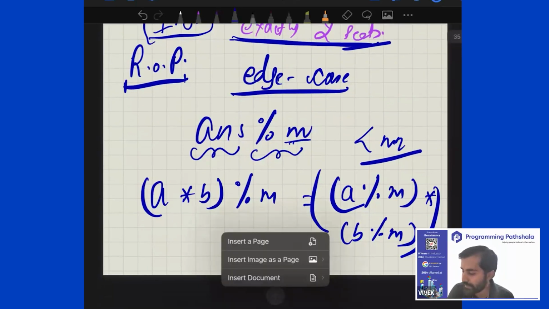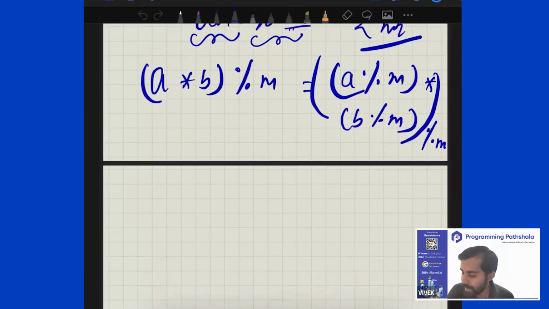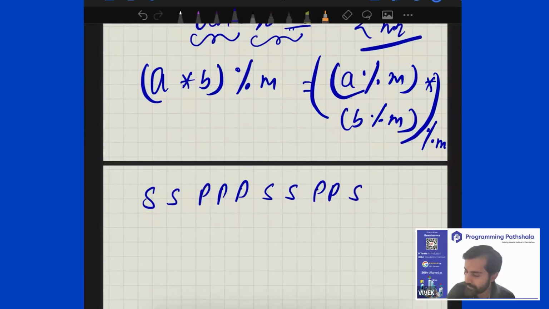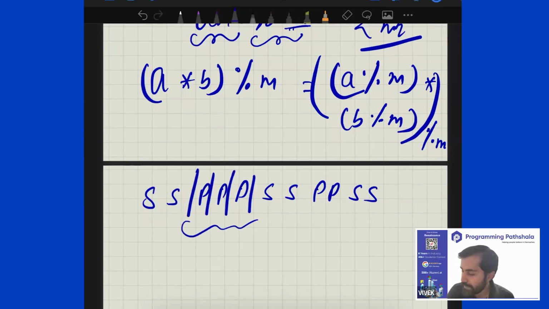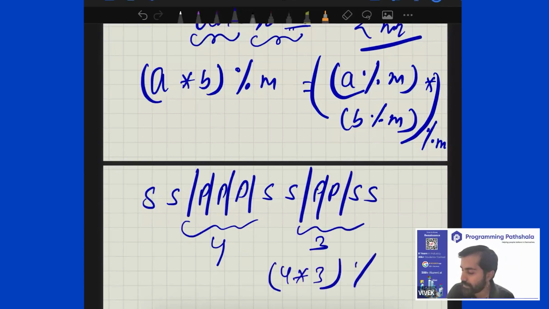Just imagine that you had seed, plant, and then seed, plant, seed, something like this. So you know that for putting the first separator, there are 1, 2, 3, 4 choices. And for putting the second separator, there are 1, 2, 3 choices. So my answer is going to be 4 into 3. I have to return 4 into 3 mod m. So what I'll have to do is 4 mod m into 3 mod m whole mod m.